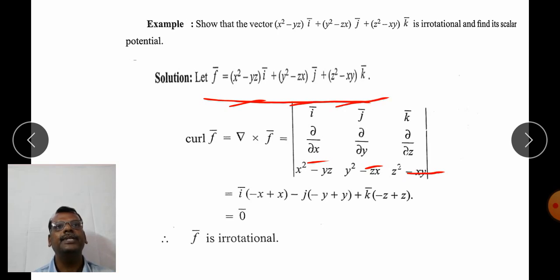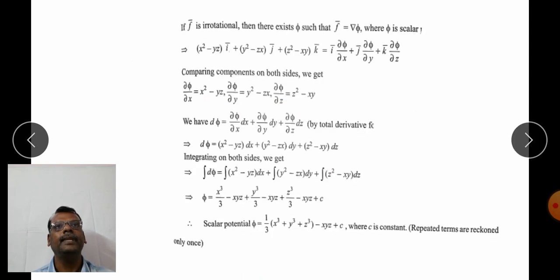Using the partial derivatives and determinant expansion, we express this as i into minus x plus x, minus j into minus y plus y, plus k into minus z plus z. Therefore, i into 0 plus j into 0 plus k into 0 is equal to 0 bar. Therefore, F is irrotational. Now we can find the scalar potential related to the given function F bar.